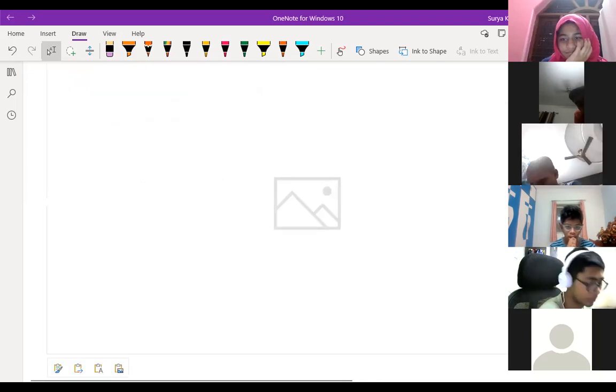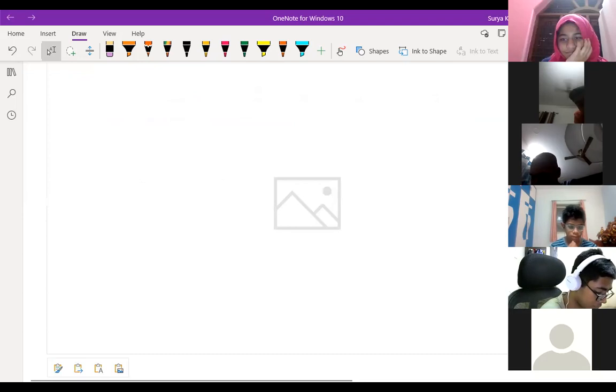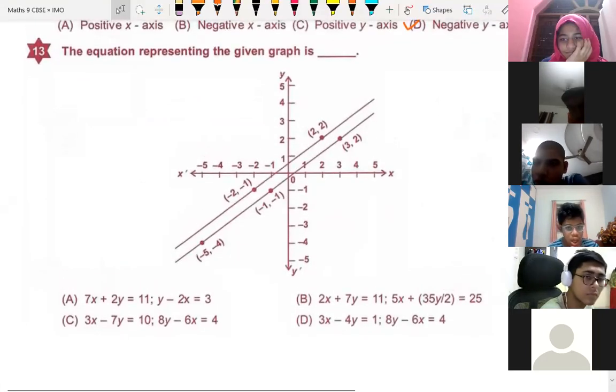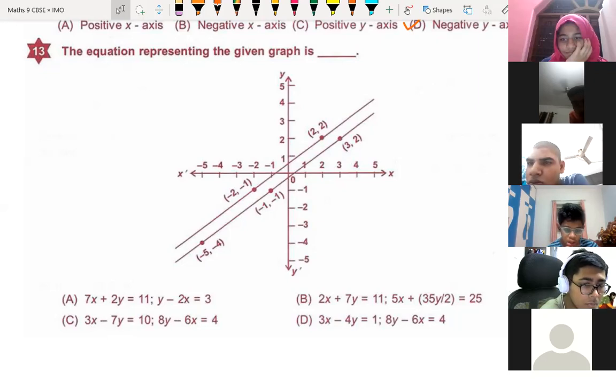Understood. Okay. See this question number 13, children. Question number 13: the equation representing the given graph is... Sir, it will take time to do it.